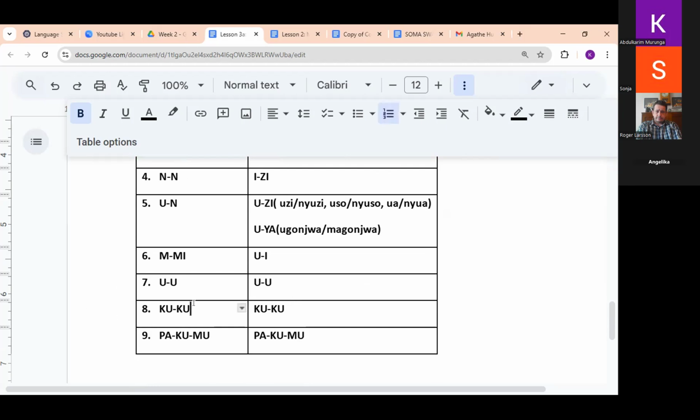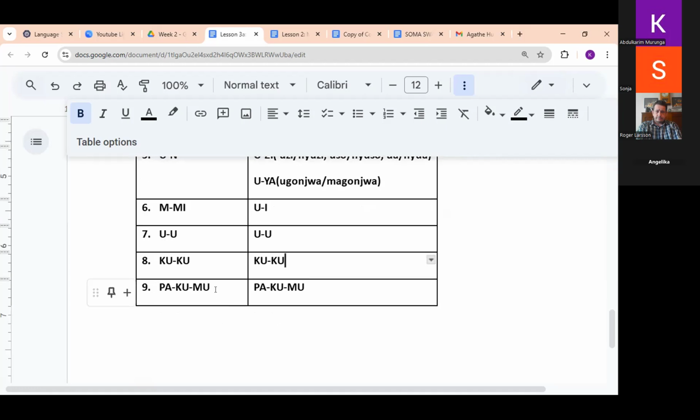This KU is nominal verbs. These are nouns that are verbs that are nouns. Mostly the verbs in infinitive form are considered as nominal verbs. They can be used as verbs as well as nouns, such as kucheza, kusoma, kulala, and so on.